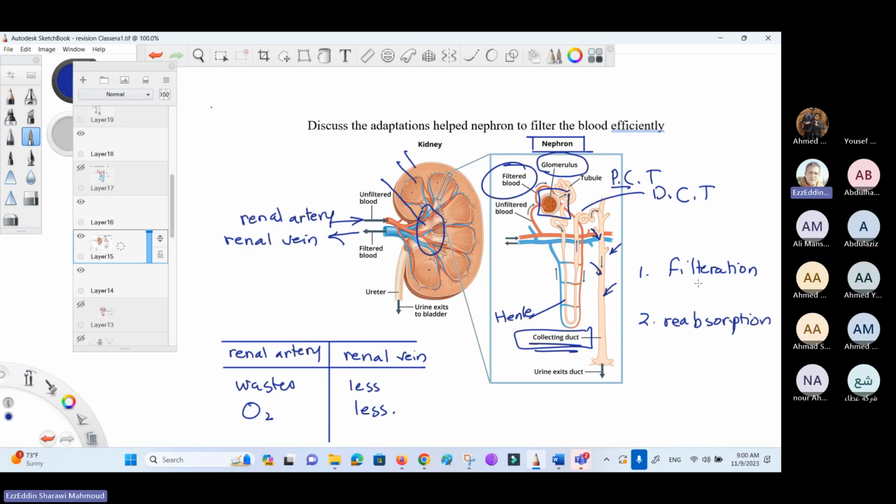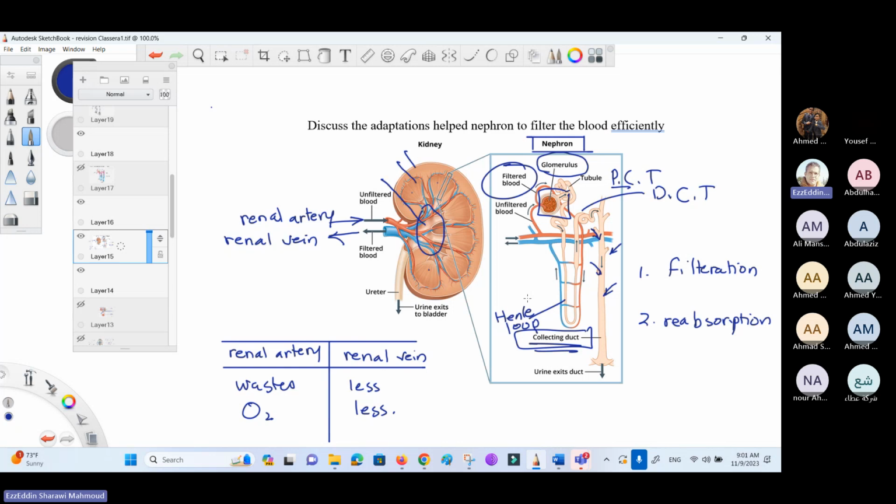Again, filtration happens in Bowman's capsule. Reabsorption happens in Henle loop. Don't mix, please. Again, we have 2 main processes that happen in each nephron. The first one is called filtration, and the second one is called reabsorption. You should have the ability to describe each one and mention its place accurately. Please don't mix. Filtration. What happens in filtration?